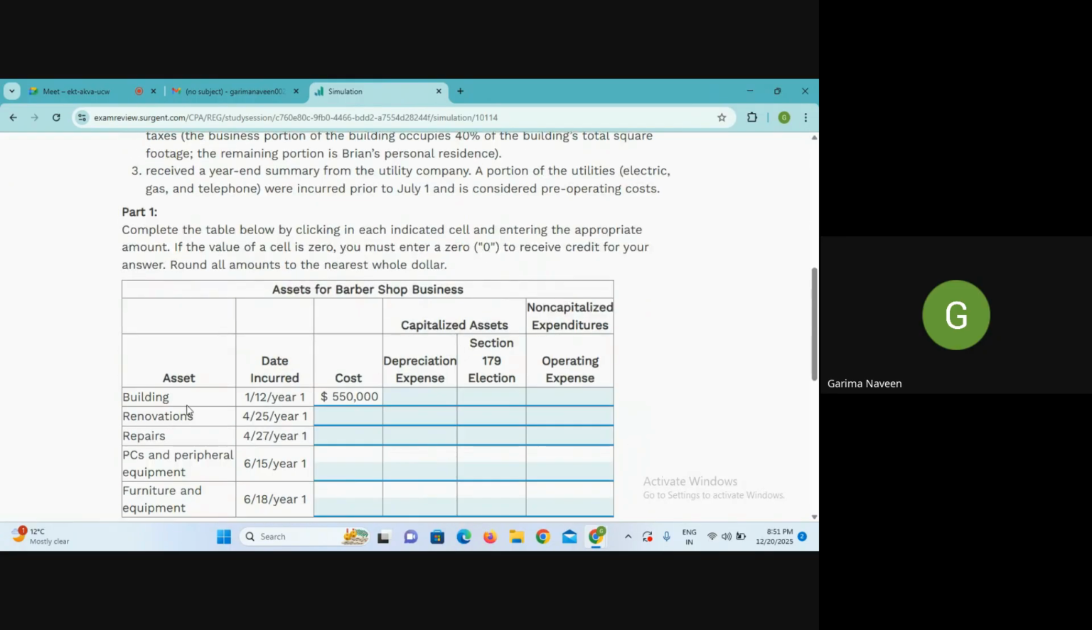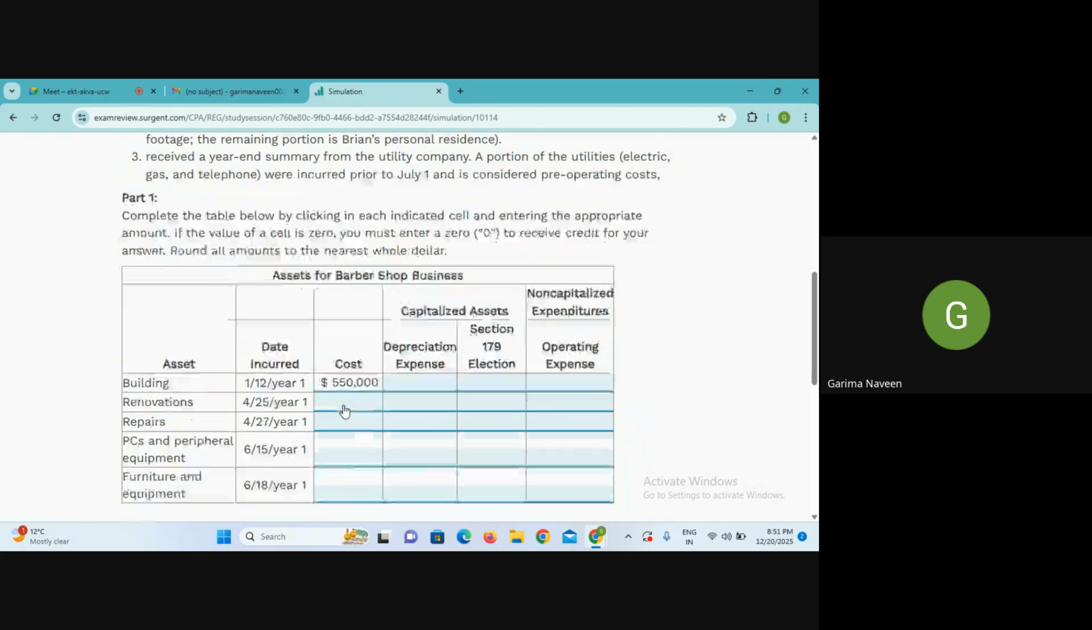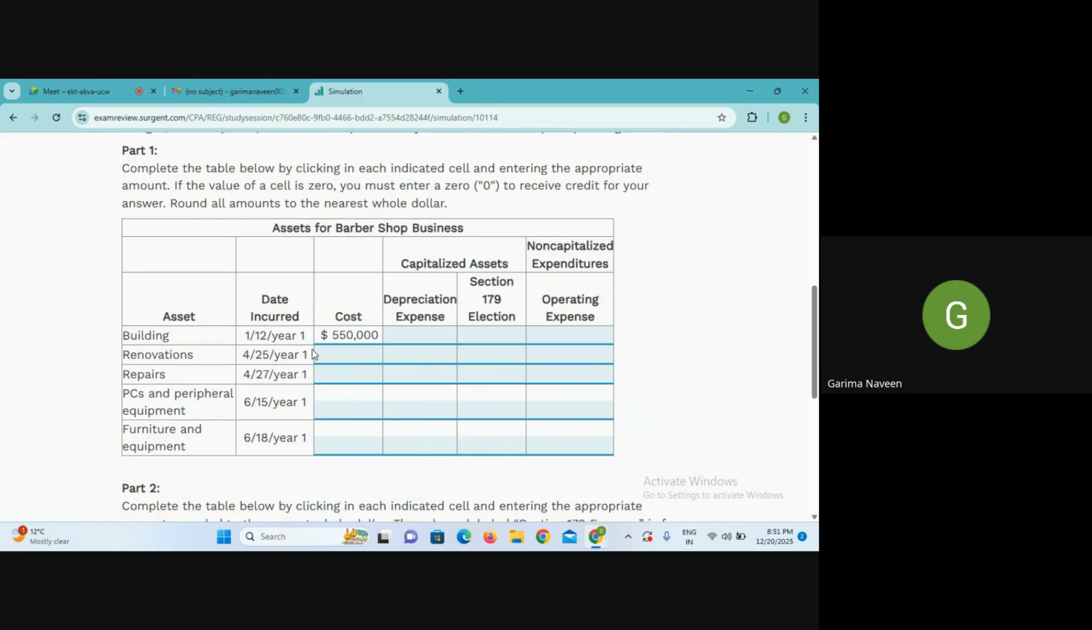Since the building is real property, you will use the mid-month convention here. First of all, the Section 179 election will not be there. Why not? Because it is not allowed for real property. Anything which is real property is not allowed. So the 179 election should be 0.